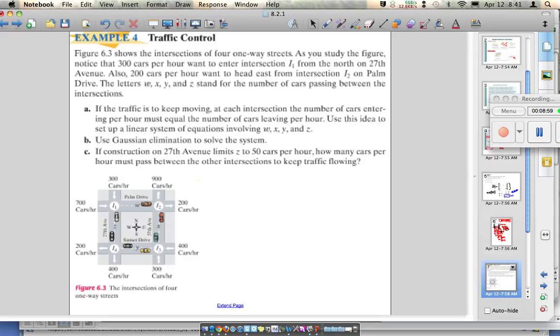So there's some good application questions. This is an interesting one when we're dealing with traffic control. So remember, our number 1 goal is to be able to analyze the situation and write multiple equations. So let's take a look at what this figure is.